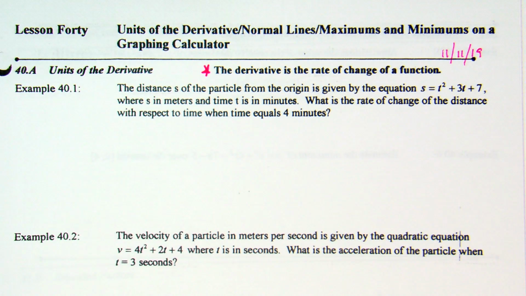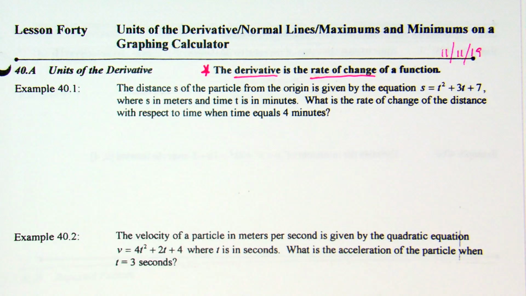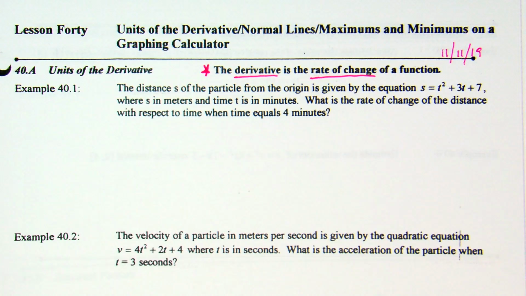When we talk units, when we talk word problems, derivative is the rate of change of a function. And if you think about that, slope is a rate of change because it's the change in y over the change in x. Same idea, it's rate of change. So all these problems today, or at least here in the beginning, are going to focus on how derivative is rate of change.